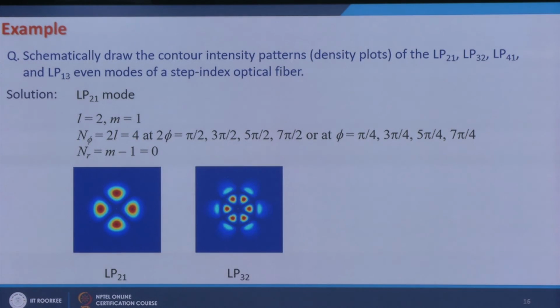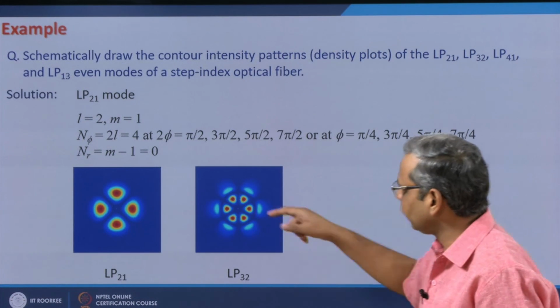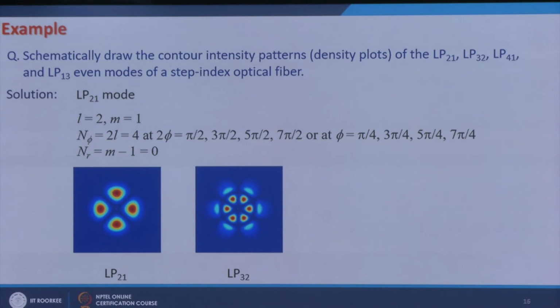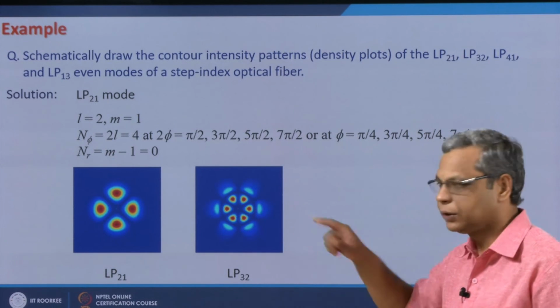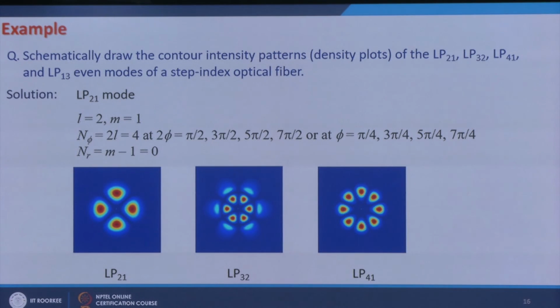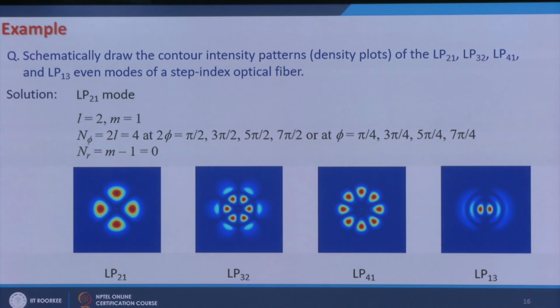Similarly, for LP32 mode, you will have 6 zeros in phi direction and, in the same way, you can calculate the values of phi where the zeros will occur, and since m is equal to 2, there would be 1 zero in r direction. In the same way you can plot for LP41 mode and LP13 mode.